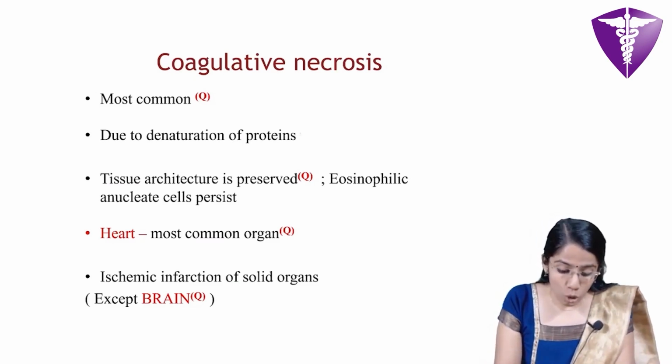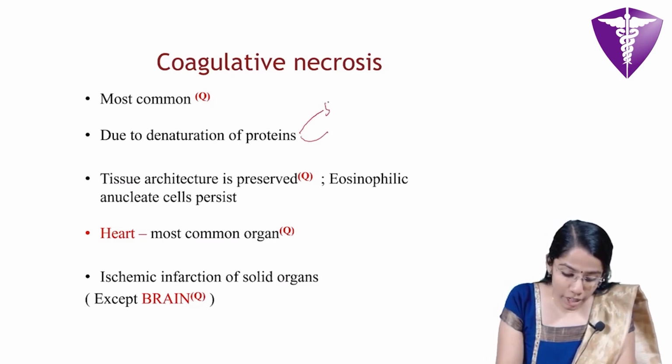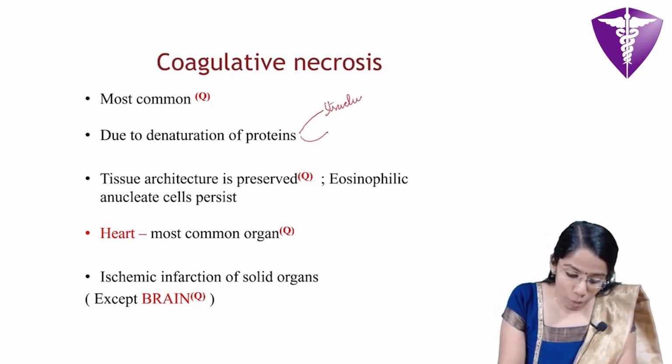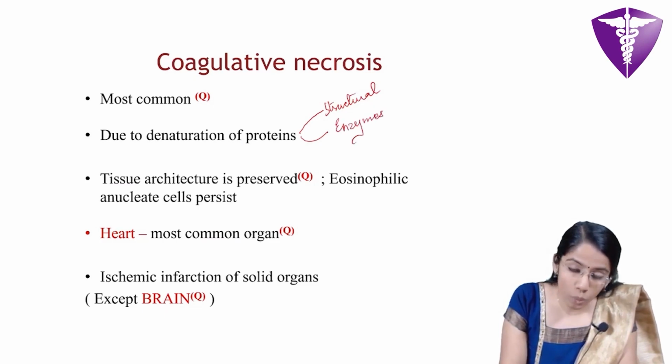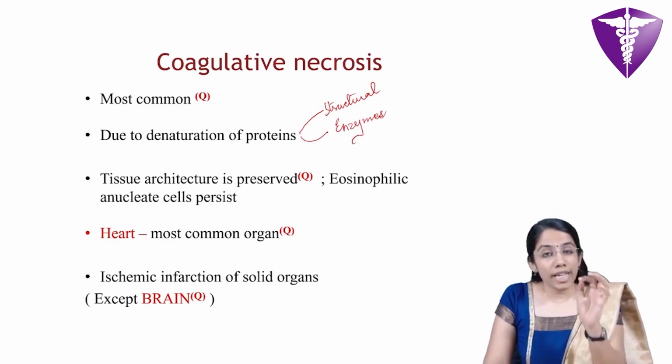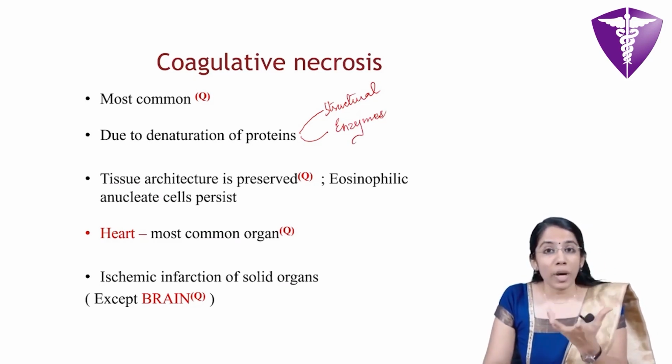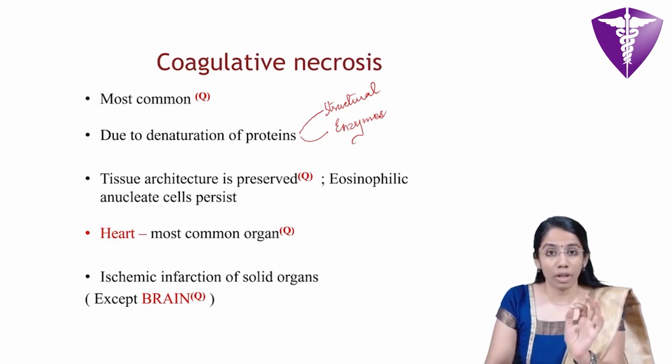It is mainly due to denaturation of proteins. The proteins which are denatured include structural proteins as well as enzymes. That is why proteolysis of the dead cells is blocked, and so the tissue architecture is preserved. Hence what you see is eosinophilic cells which are anucleate, that is without nucleus, and they persist.